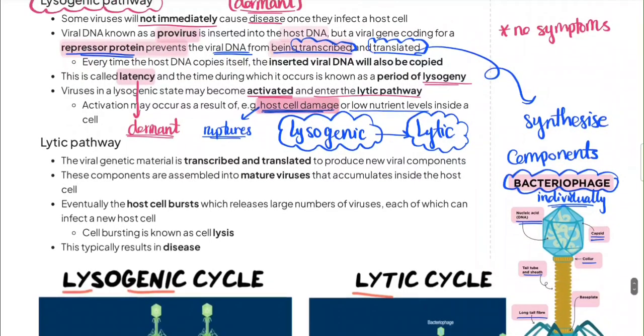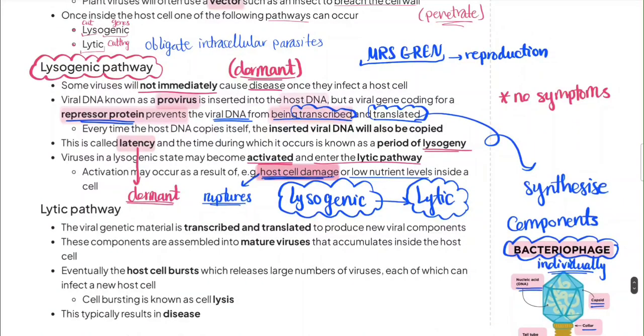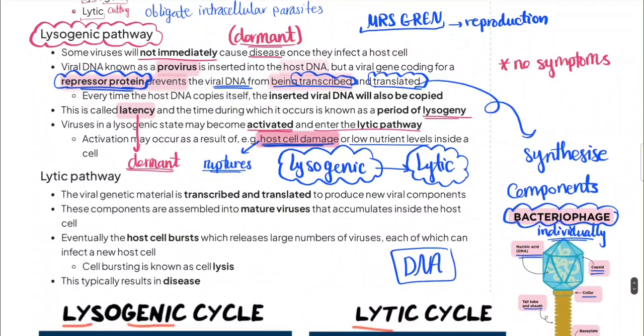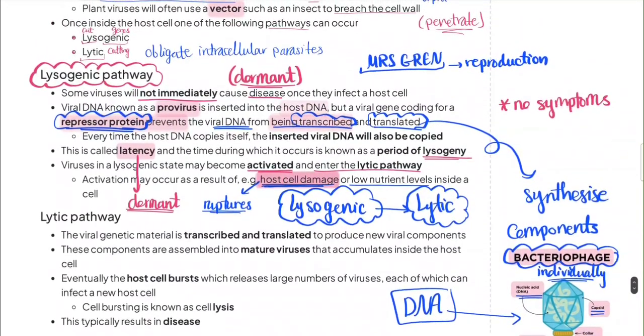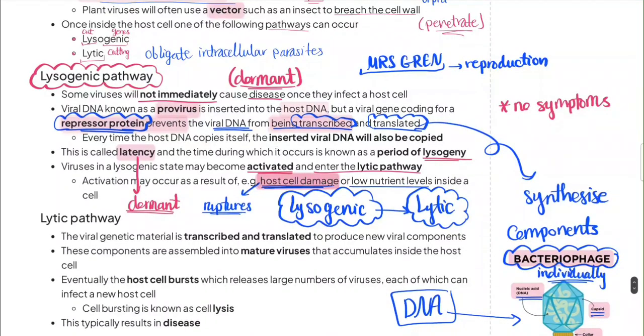That's why, ever since the repressor proteins were produced, this prevents the viral DNA in the host cell from forming these components. But they can be reduced in concentration. The repressor protein concentration may drop or lower in number as a result of host cell damage.